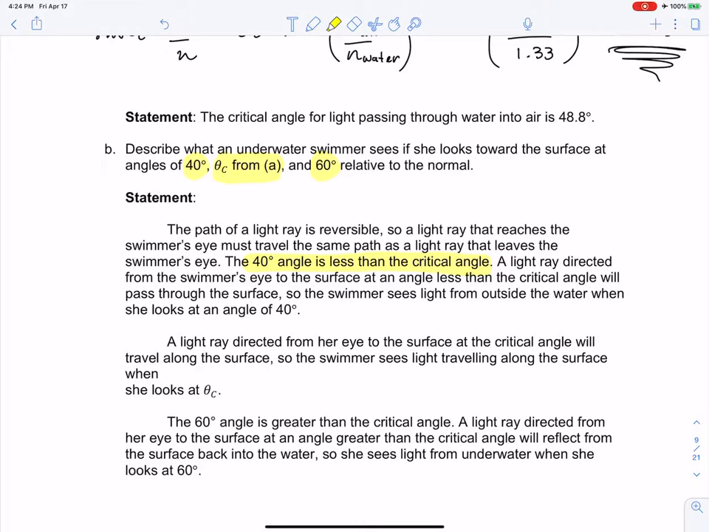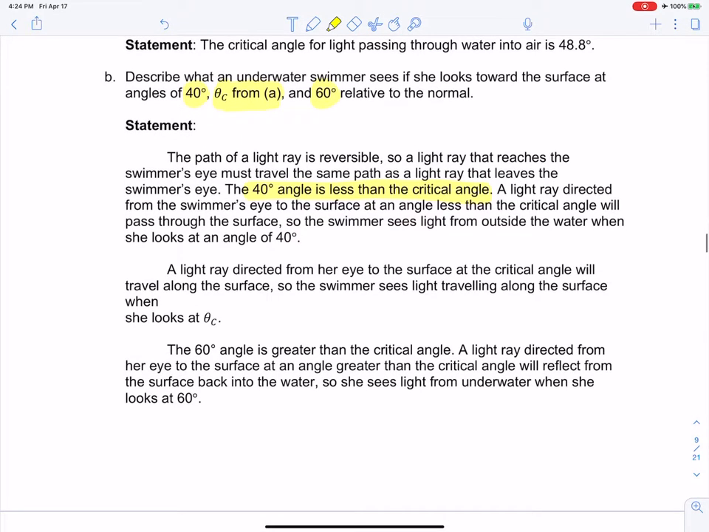It's not going to be internally reflected because it's smaller than the critical angle. When light travels at the critical angle towards the surface, the swimmer will see light traveling along the surface when she looks at the critical angle. So let me just explain what that means. Here's the interface between water and air. Here's the normal. If light travels at the critical angle, theta c, none of the light is transmitted. Instead, it's going to travel along the surface when you look at it at the critical angle.